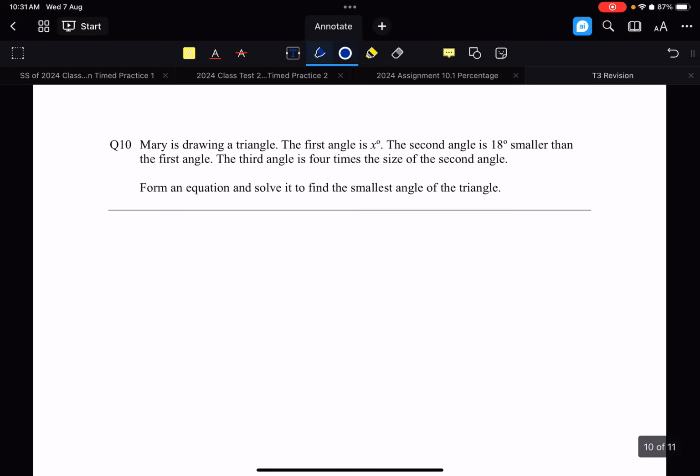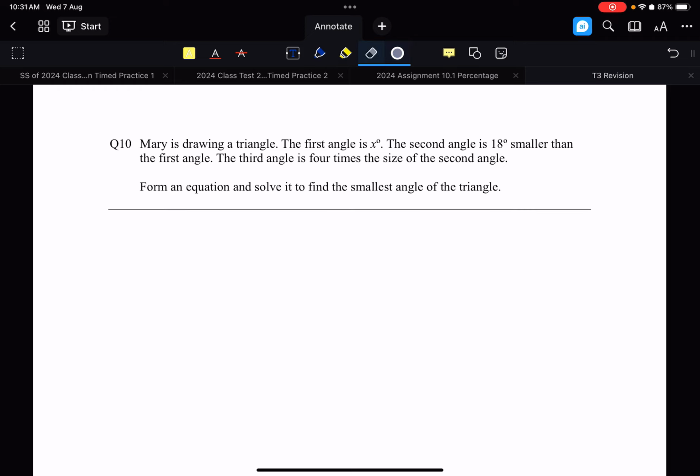Next one, Mary is drawing a triangle. The first angle is x, the second angle is 18 smaller than the first angle, and the third is 4 times the second. So what we can do is we add the 3 angles together. X plus x minus 18 plus 4 times the second angle. So we have this, and the sum is actually 180.